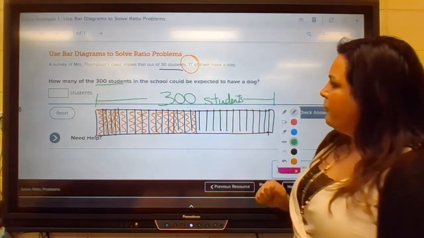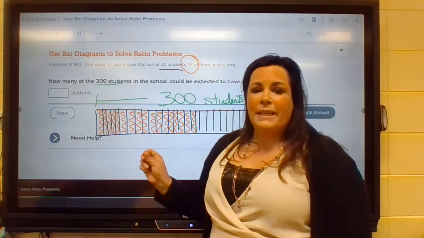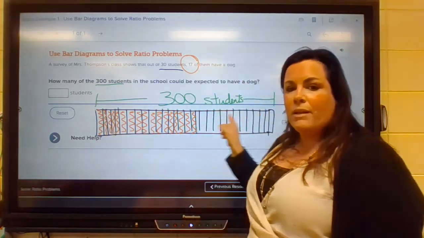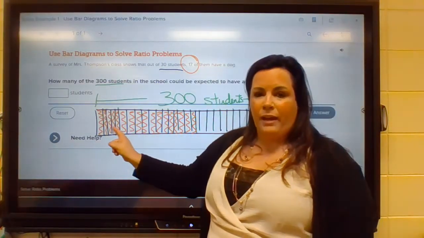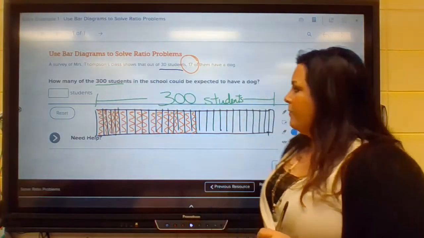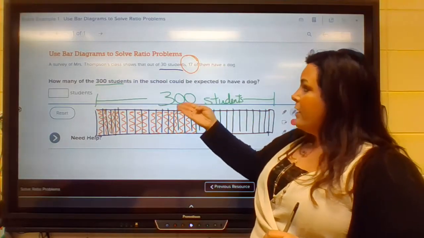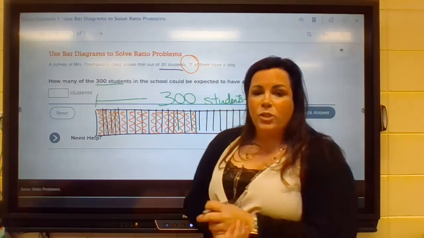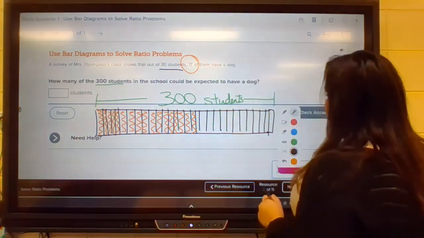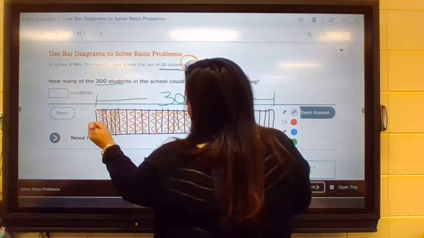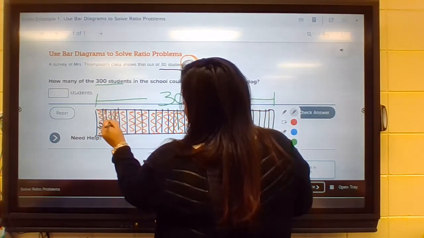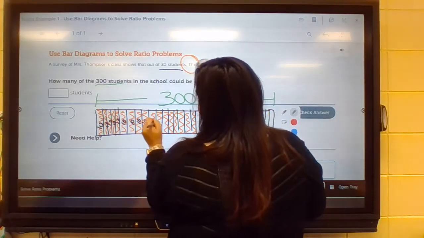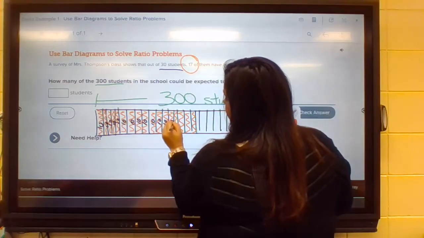Okay. Now, the next step that we need to take is to take that total amount, right, 300, and divide by the number of little boxes that we have total in our bar. Okay, so 300 divided by 30 would be then 10, right? So each box is worth 10. So what I could do is I would go in and I would label all my little boxes. That's going to take me a while, okay? So I'm just going to do some, just so that we get the idea of it.